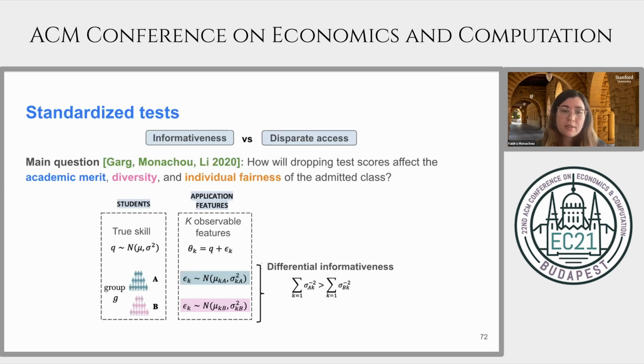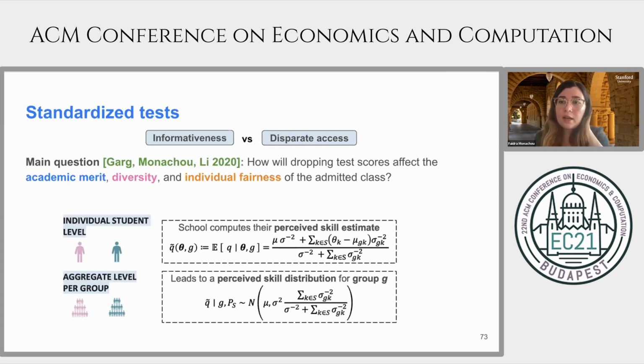So each feature is theta k. One of them can be the test score. And again, these features are the sum of the true skill Q and some noise. And the noise parameters can differ first across different groups, but also across different features. And one important convention that we make here is that Group B students face an informational disadvantage, which means that the total precision we see in the features of Group A students is actually higher than the total precision we see in the features of Group B students, okay?